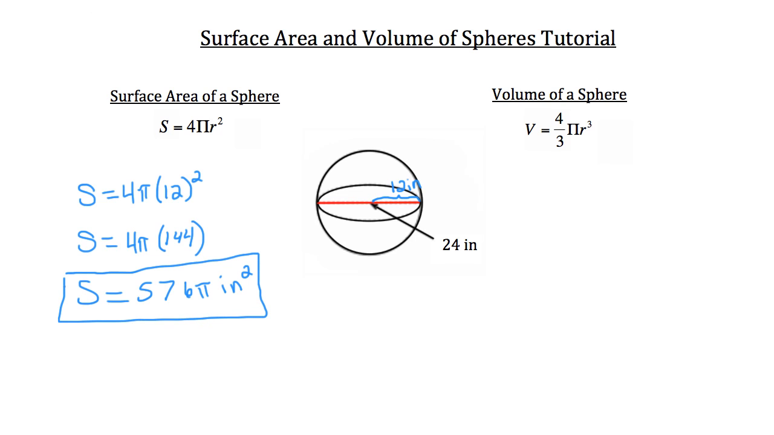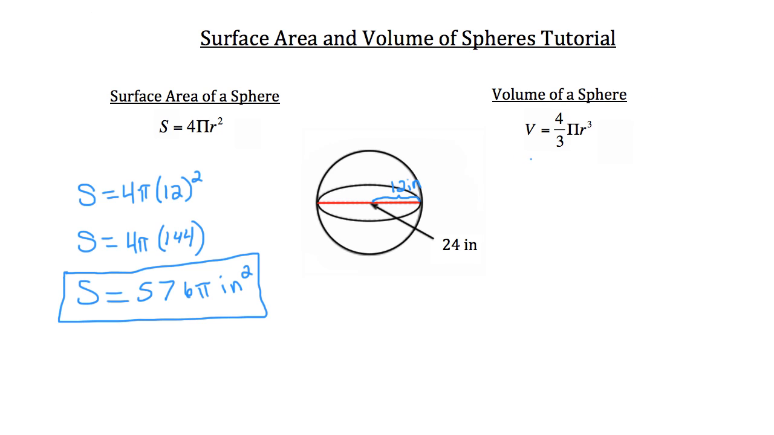Now I'm going to leave my answer in the form of pi here. Since pi is an irrational number, the most exact way that you can leave your answer is to leave it with pi involved. We could multiply out pi 3.14 times 576, and some teachers prefer your answer like that. However, the most exact form is what we have here.